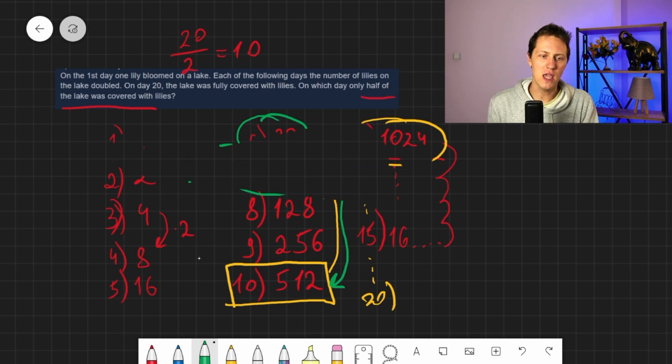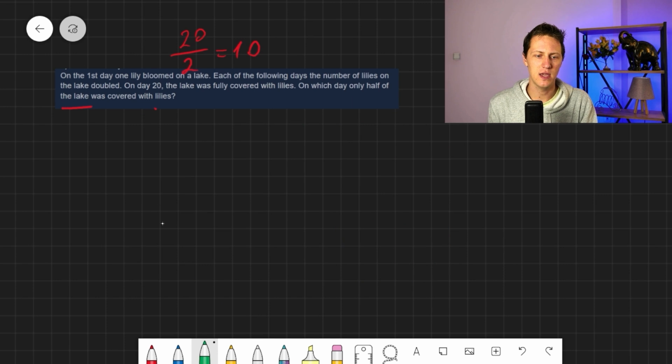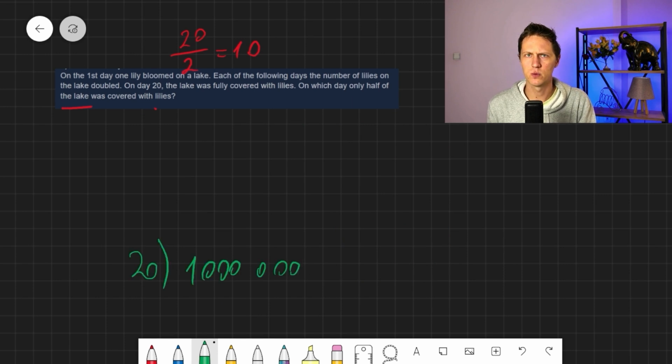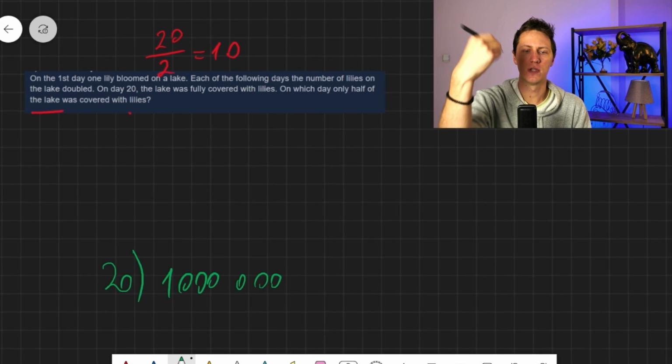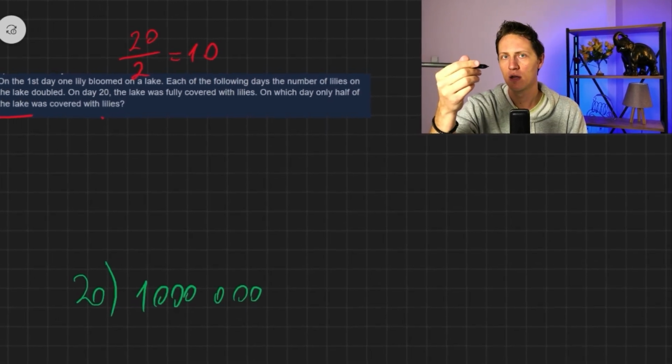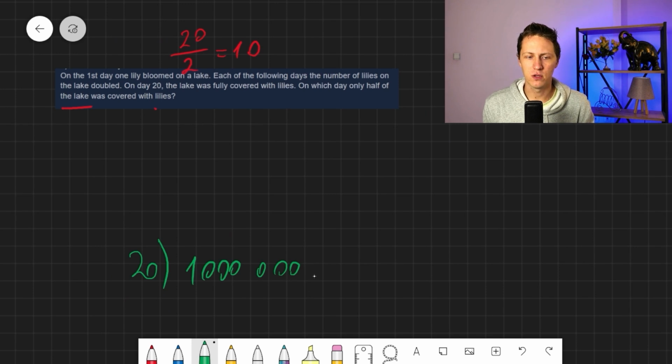You're going to see that if the full number of lilies on the 20th day is, let's say, 1,000,000, we don't really know the number because we're too lazy to count it. We don't want to use the calculator or whatever. Just try to put any number there. We don't really care. We don't need the number itself. We need the day. So if we have 1,000,000 on the last day, when will we have 500,000 lilies?